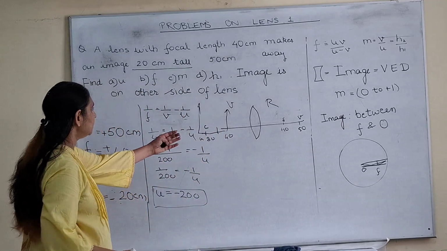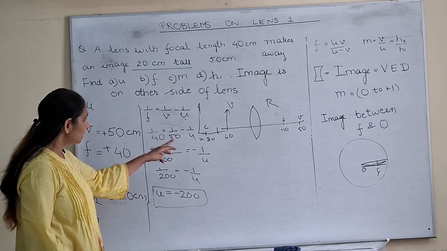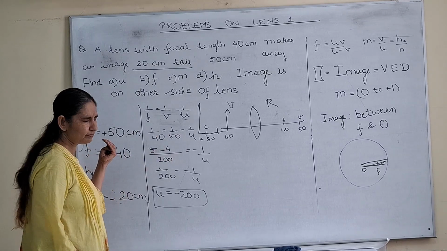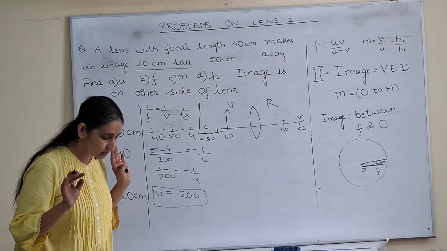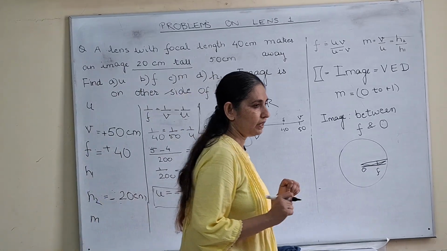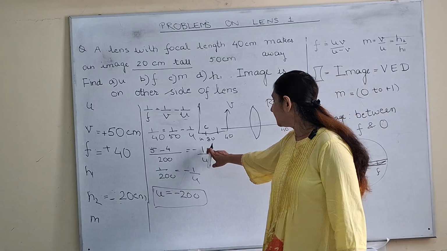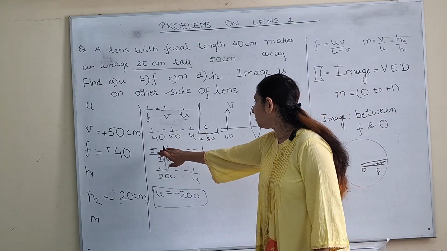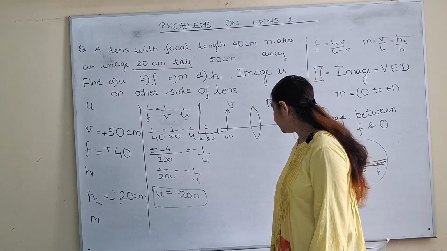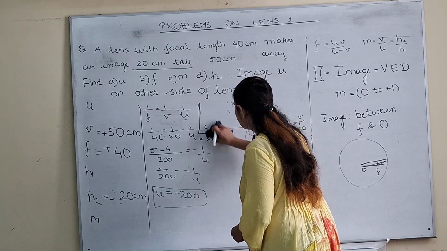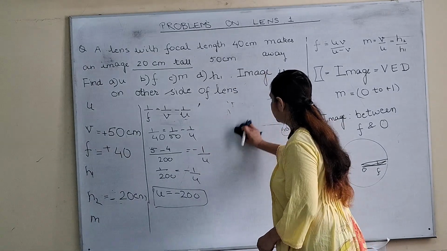Now see that the object is even beyond the center of curvature, isn't it? It has gone beyond 80. The object is beyond 80. That means which condition out of the 6 conditions do we apply? We apply beyond center of curvature. The center of curvature is here and the object is more towards the left. Do we understand that?